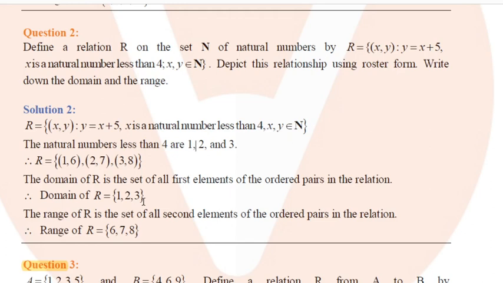Now, the range is all the images of this domain element. If you put 1, you will get 6. If you put 2, you will get 7. If you put 3, you will get 8. So these are your ranges, the second elements 6, 7, 8. These are all the images we get by this relation. You put the x value and you get the y value. So the range is 6, 7, 8. Now we are moving on to the next question.